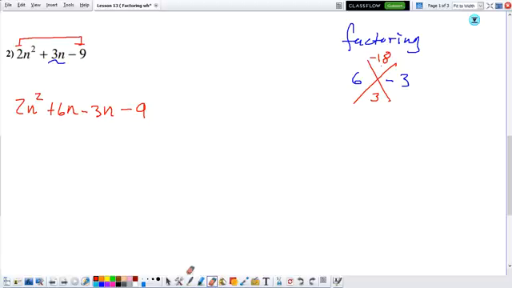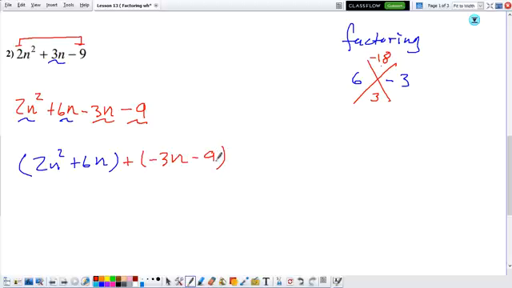So let's see. Let's group them again. Let's look at the first group, which is the first two terms. Let me rewrite it: 2n squared plus 6n. That's the first group. For my second group, plus negative 3n minus 9. Okay, I didn't do anything, all I did was group them. Now let's look at the blue group.